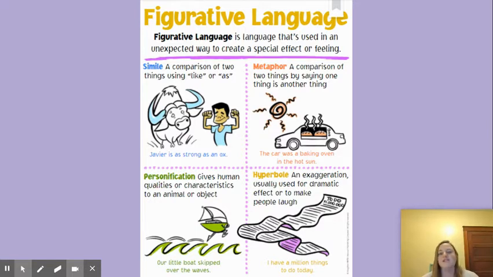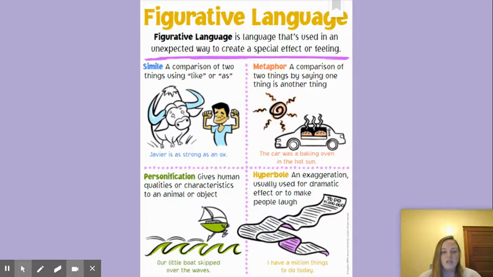A metaphor is a comparison of two things by saying one thing is another. The car was a baking oven in the hot sun. Is it really an oven? No. But when we think about ovens, we know that they're really hot and that you can cook things in them. So they're saying that this car feels like it is really hot enough to cook bread in there.